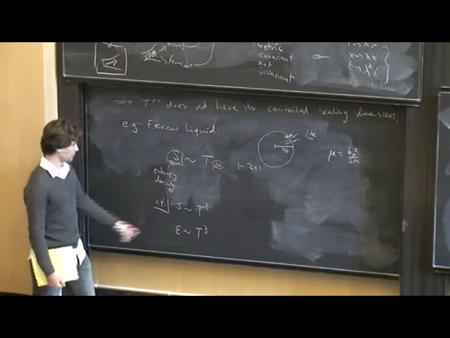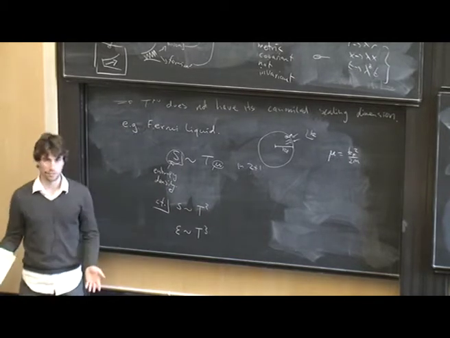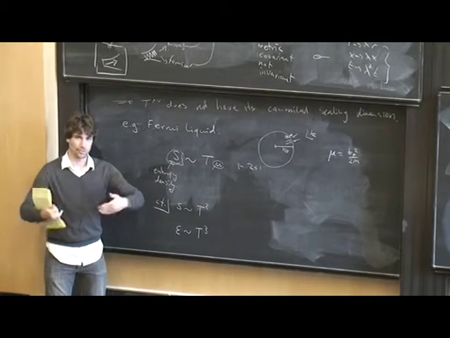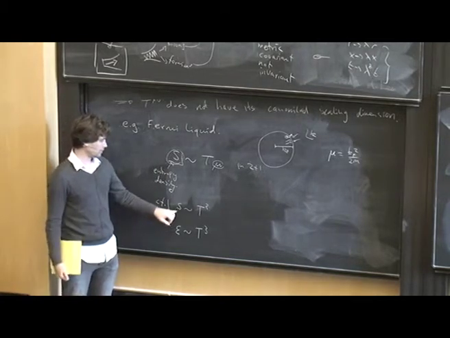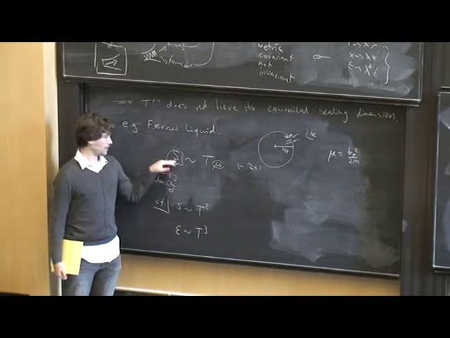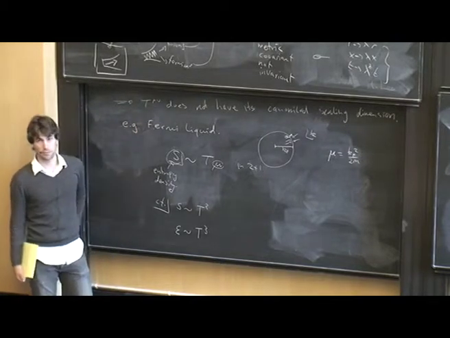I'll say it one more time. If someone gave you a scale invariant theory, an action with a scaling symmetry, you might have said the entropy had to go like T squared, just as in a relativistic theory. But that's not true. That's one manifestation of hyperscaling violation.